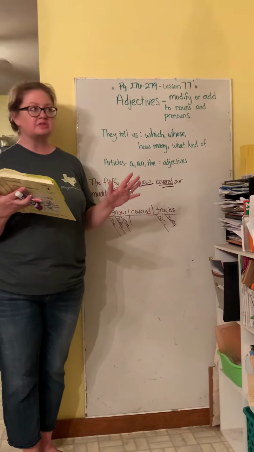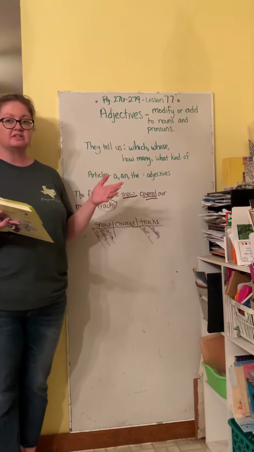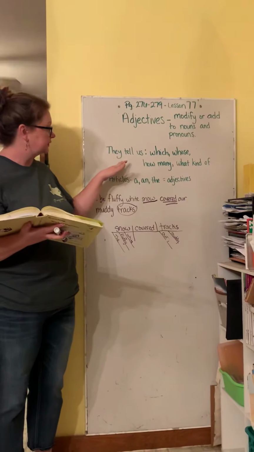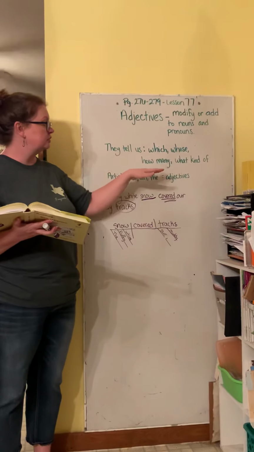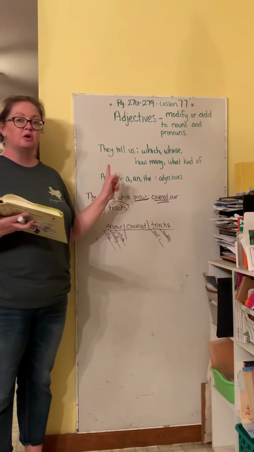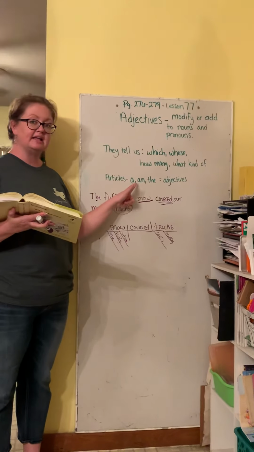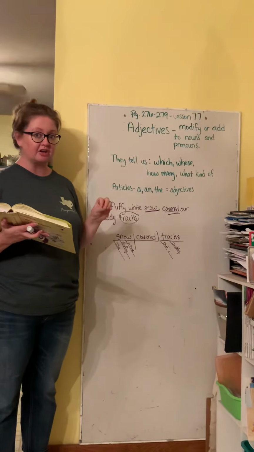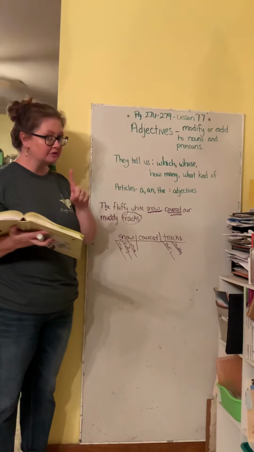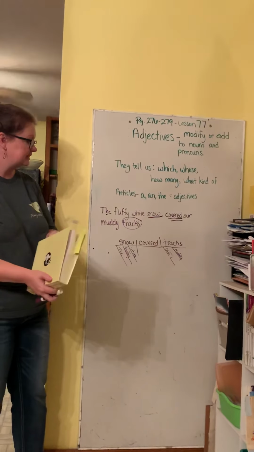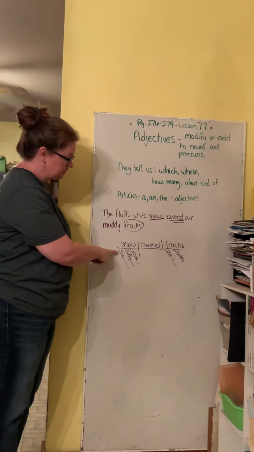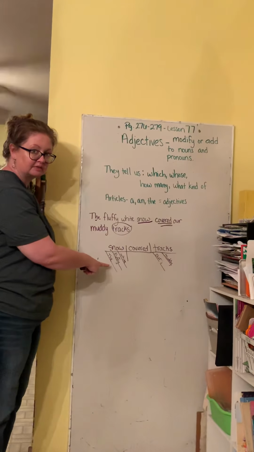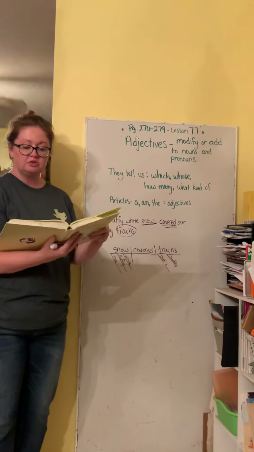So that's all we really need to remember: adjectives describe or tell us more about our nouns and pronouns. You need to remember that they tell us which, whose, how many, what kind of. You also need to remember that the articles a, an, and the are always going to be adjectives, and they will always be diagrammed as adjectives. Also remember that when we diagram an adjective, we diagram it under the noun that it's describing with a slanted line, okay?